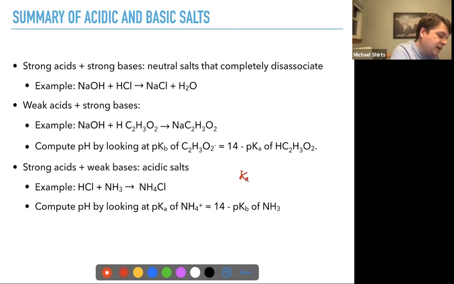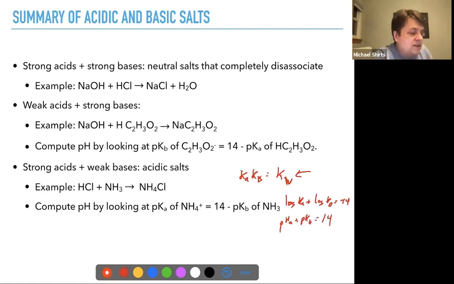Ka times Kb is equal to Kw, but you could also think of it as taking the log. If you take the log of both sides here, you get log Ka plus log Kb equals minus 14, or pKa plus pKb is equal to 14. So the sum of the pKa and pKb of a conjugate acid-base pair is 14. Sometimes it's easier to work in logarithmic form, sometimes it's easier to work with the exponentials. Whatever works best for you.